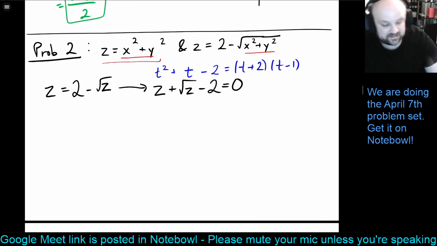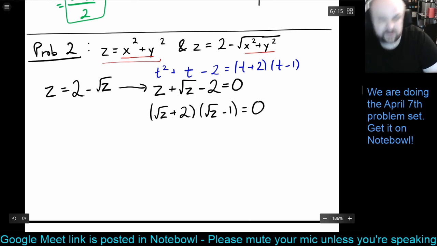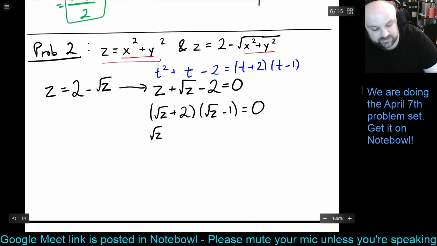So what that means is when I swap t back for square root of z, this becomes square root of z plus 2, square root of z minus 1. Right? So you can do all these kind of neat tricks if you just sort of think of the algebra in clever ways. And now we can start solving for z. So here, we just set each factor equal to 0. This says square root of z has to be negative 2. This one says square root of z has to be 1. Okay.